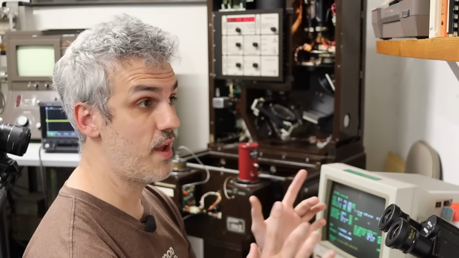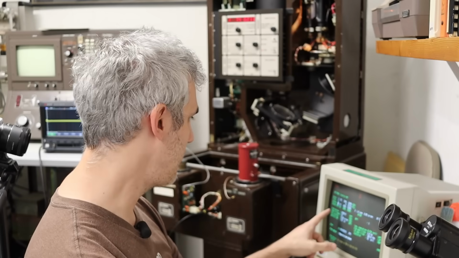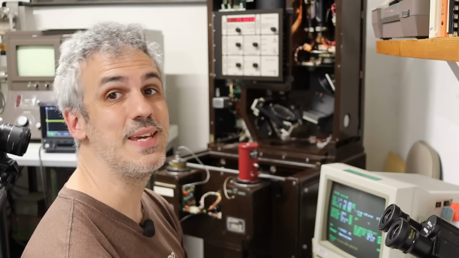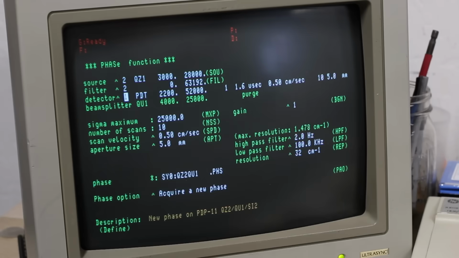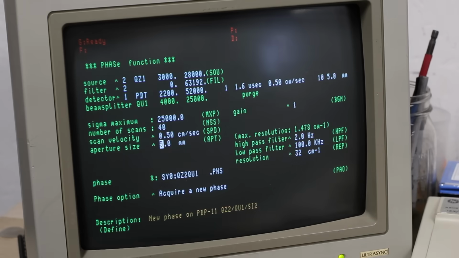All right, now that everything is kind of plugged in and working, let's take an actual spectrum here. And so I'm gonna come down to here and change my detector to the PDT detector that I defined earlier. Now from experience, the more scans, the better. So we're actually gonna bump this up to about 40 scans. We are gonna leave the scan velocity at 0.5 centimeters per second. And let's just go down here and rename the file to photodetector1. Sure, why not?